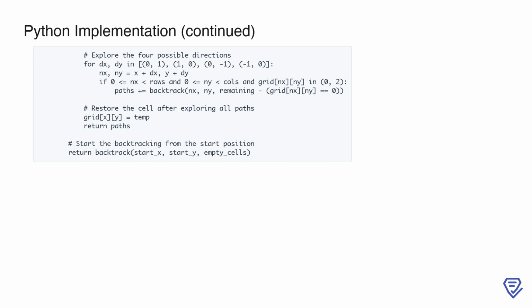After exploring all directions, we restore the current cell's original value to allow other paths to reuse it during subsequent recursive calls. Finally, the function returns the total number of valid paths discovered from the current position. To kick off the process, we call the backtrack function with the starting position and the count of empty cells. The result of this initial call is the total number of unique paths that meet the problem's requirements, and we return this value as the output of the uniquePaths function.